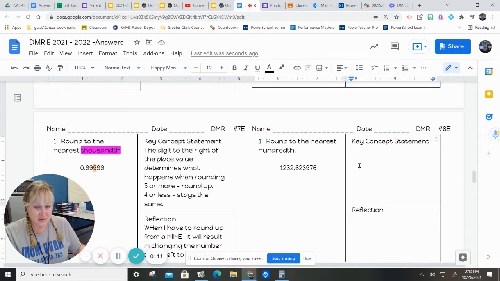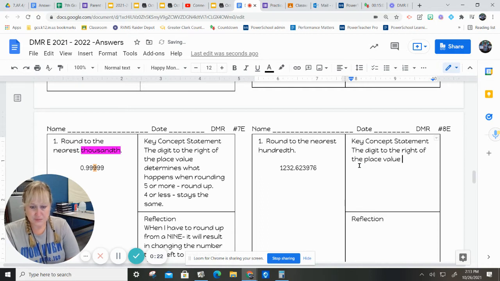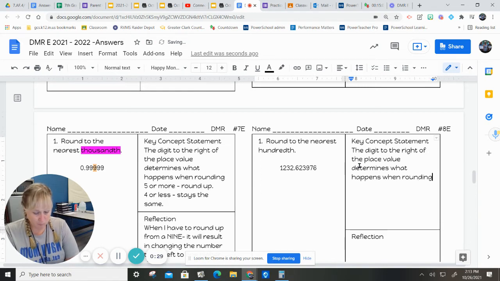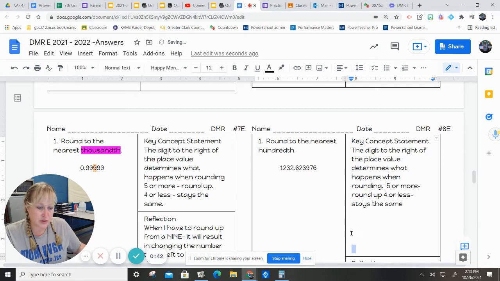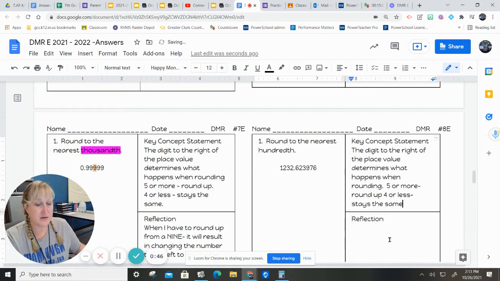We are going to copy our key concept: the digit to the right of the place value determines what happens when rounding. 5 or more, round up. 4 or less, stays the same. Again, push pause if you need to in order to make sure that you have the entire thing copied. There is an educational philosophy that the more things that you repeat, the more you keep it in your brain.